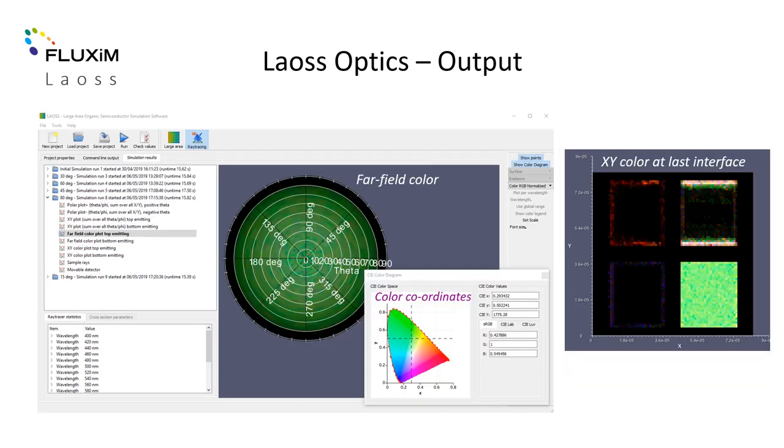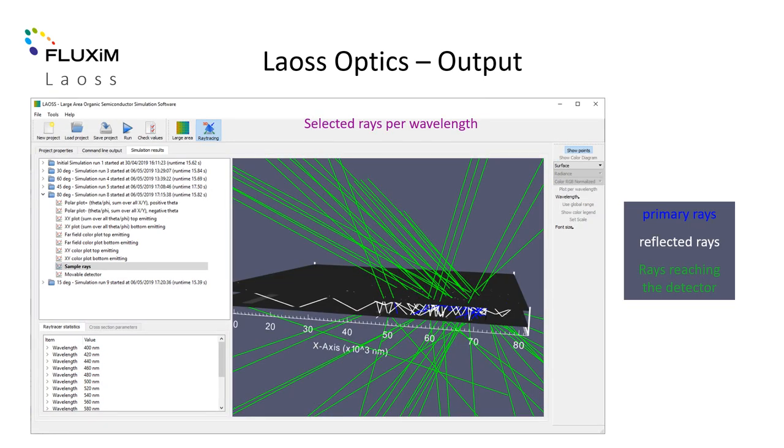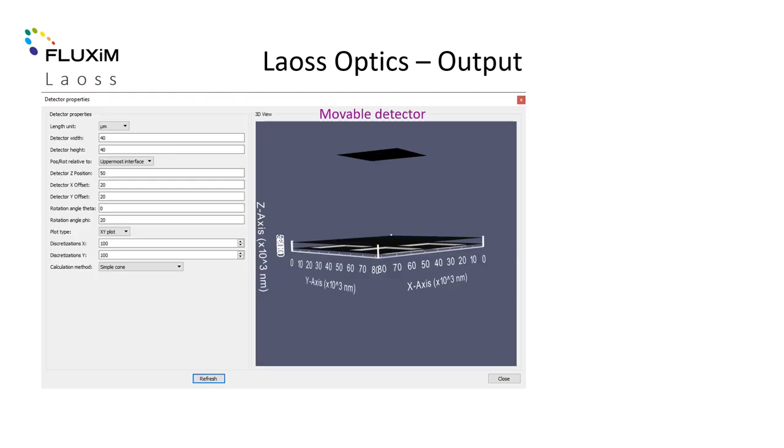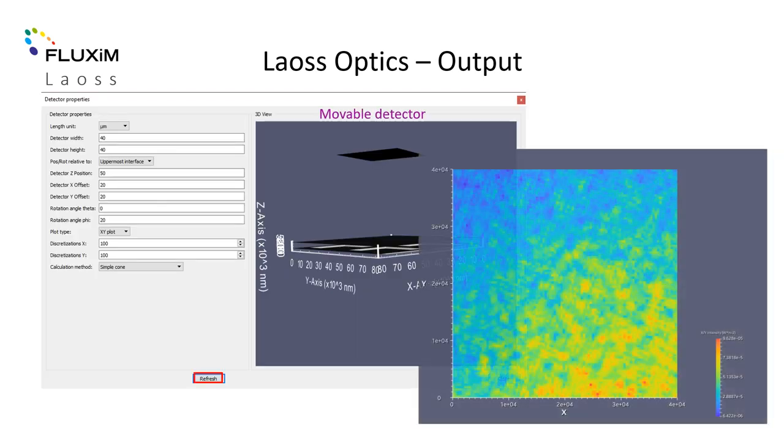If a wavelength sweep is enabled, Laoss directly shows the apparent color and outputs the color coordinates. A special feature is the CIE color diagram, which shows the color point at the position of the cursor. The traces of selected rays are displayed in the sample rays plot, which helps the user better understand the observed effects. The user can also inspect the 3D structure with a movable detector. Upon clicking the refresh button, the intensity on the detector area is displayed.